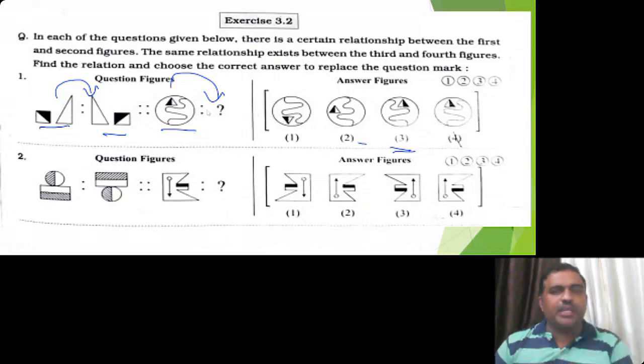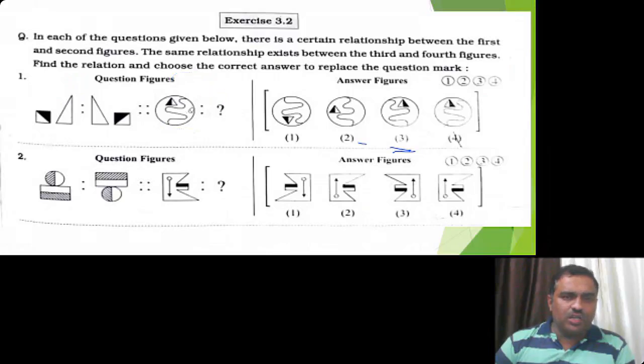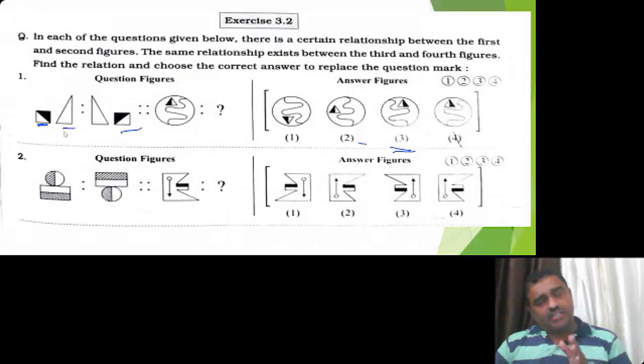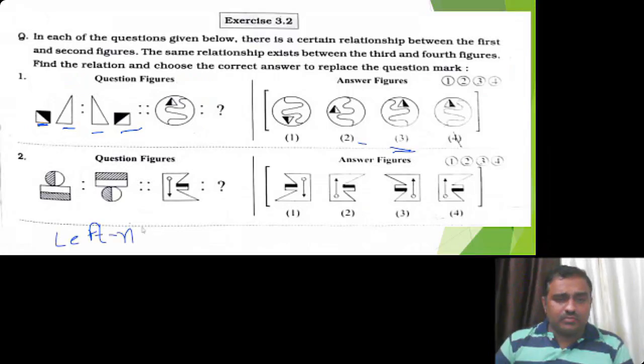Yes, it is a mirror image. It is a mirror image, everyone. It is clear to you. Already we discussed about it. See, square was at left side, so in mirror image it goes to the right side. Triangle was at the right side, in mirror image it appears at the left side, because we know left becomes right and right becomes left in mirror image. So now circle will be as it is, no change in it.